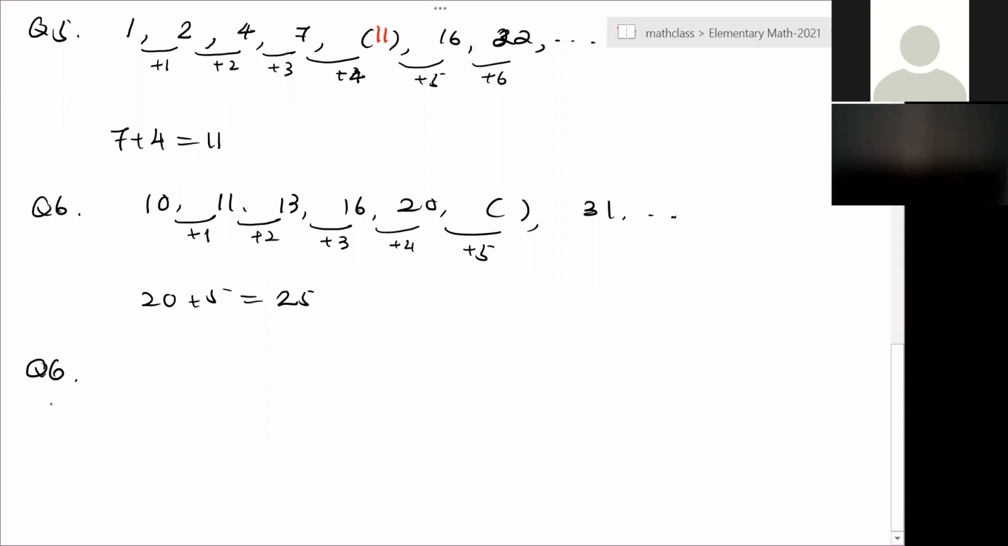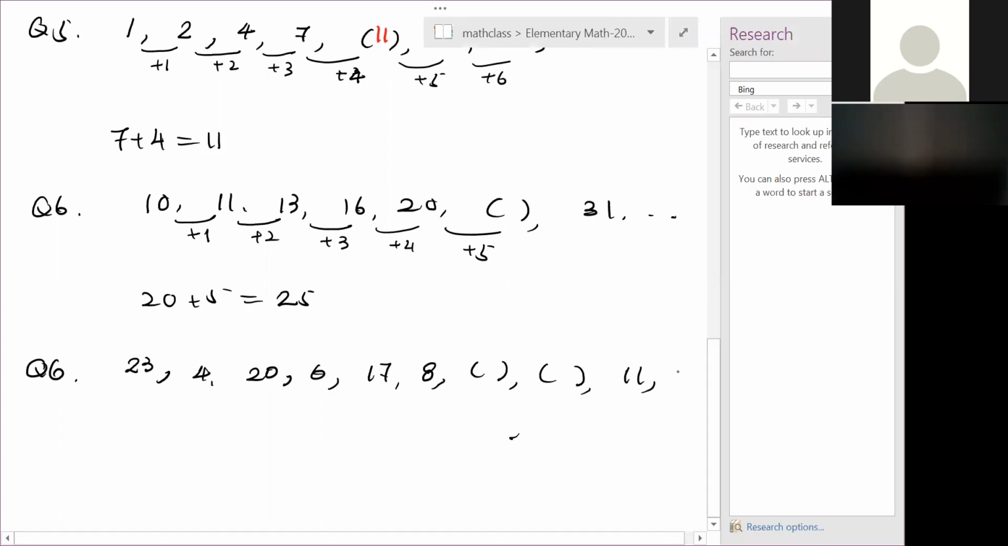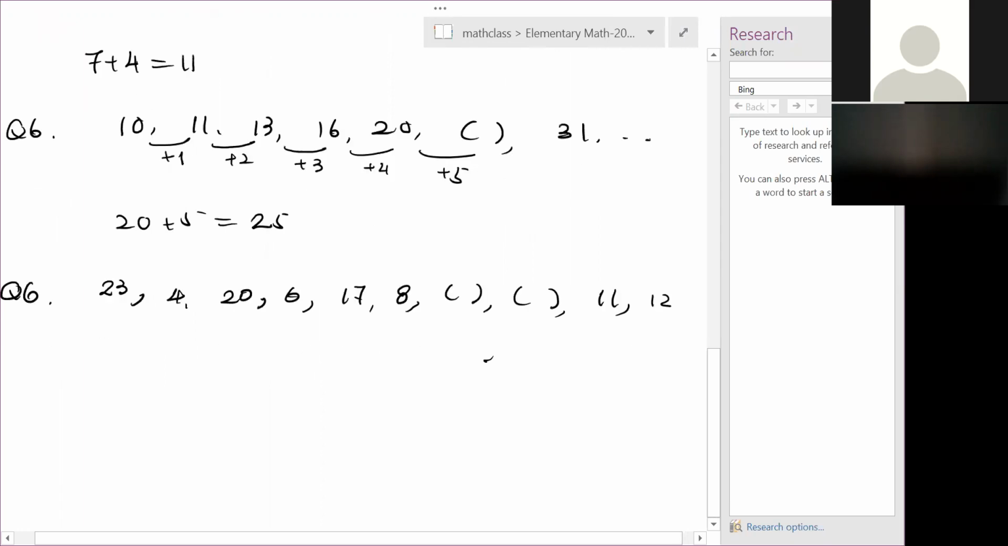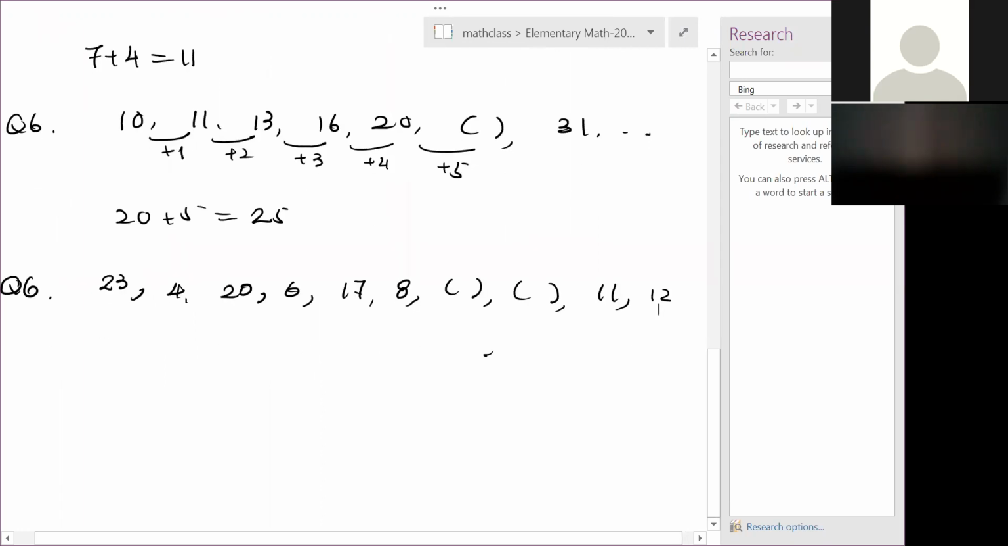Now, I'm glad you do the problem. So now, this is another brand new sequence. 23 and 4. Wow, going down. And 20, 6, 17, 8. This, we don't know. This, we don't know. 11 and 12. This is a pretty strange sequence. But you will see that it goes down, up, down, up, down, right?